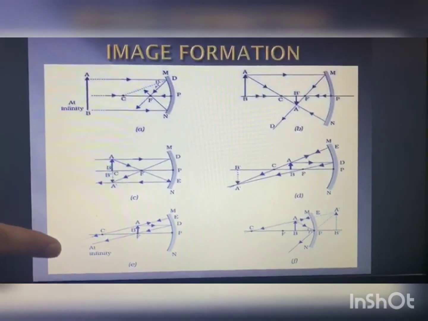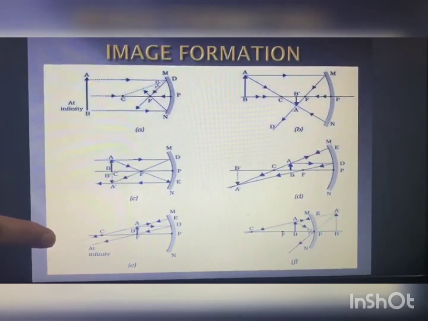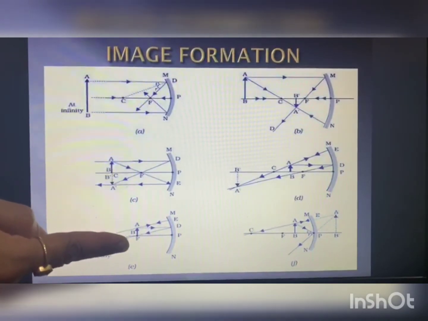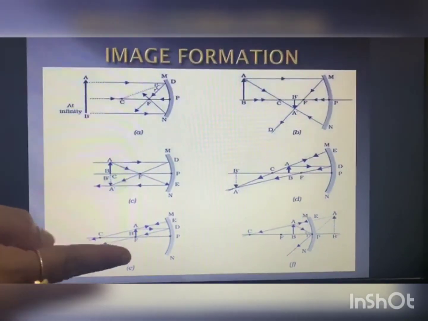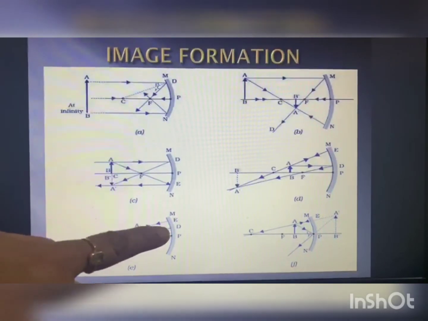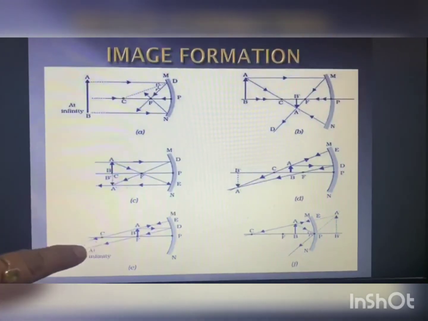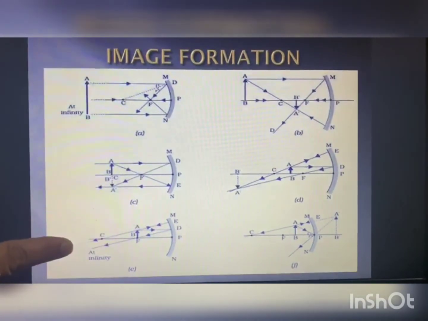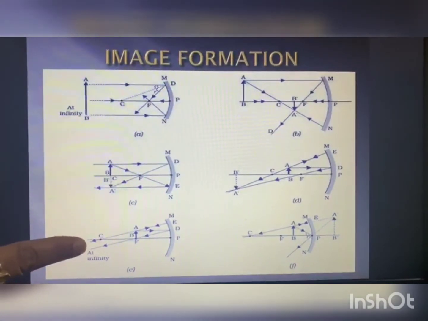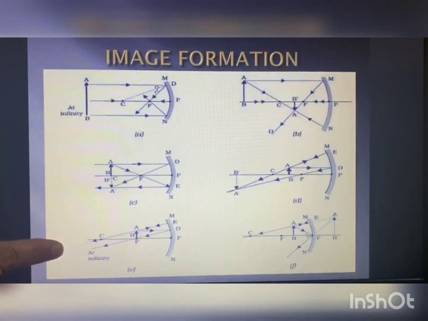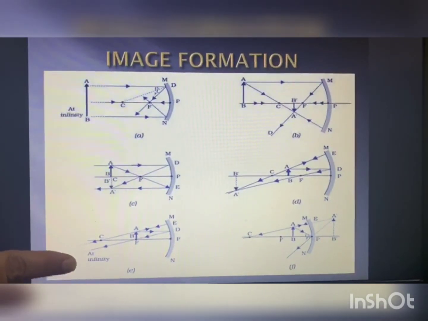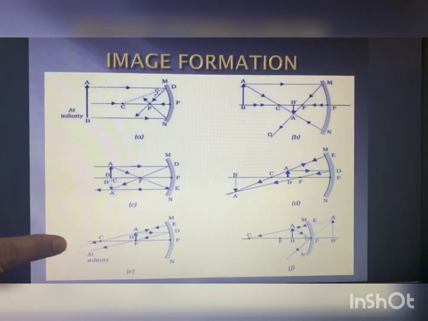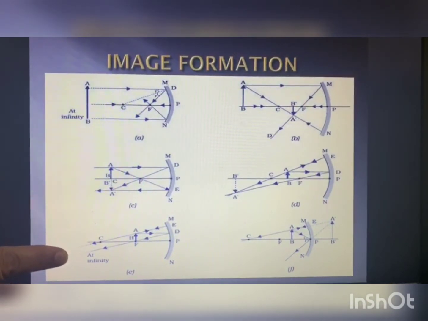Now next, this is the fifth one. In this, the object is placed at the focus. See student, the object is placed at the focus. It means a ray which is parallel to the principal axis passes through the focus, and the second ray passes through the center of curvature and reflects back in the same direction. If you see this ray diagram, you will find the rays are not going to meet.